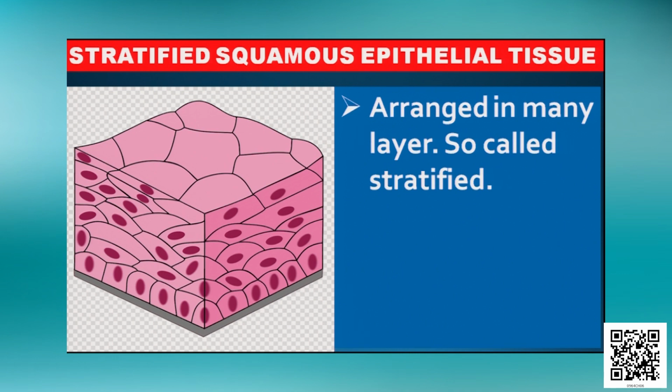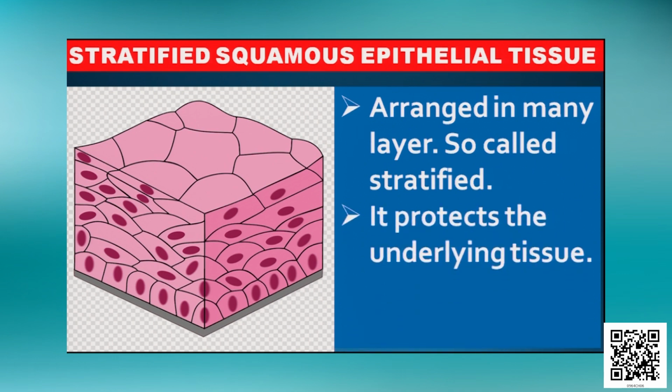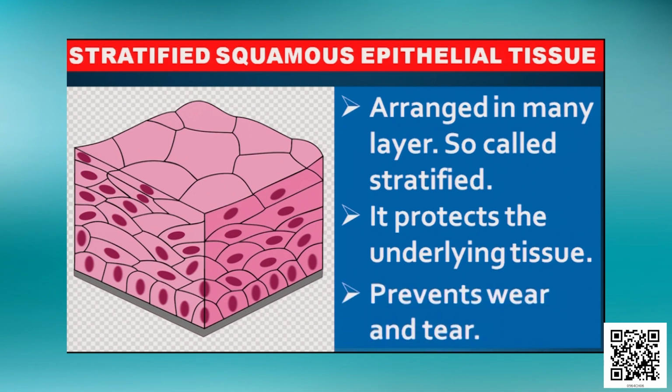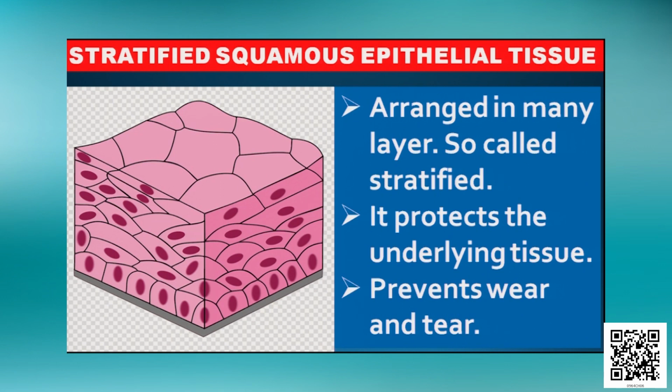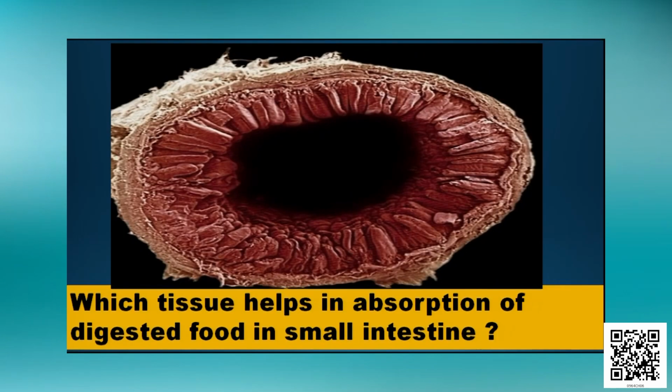Strata means layer. Okay. So as the skin is made up of stratified squamous epithelial tissue, it protects the underlying tissues which are present in our body. Not only that, it also prevents wear and tear. In our body, the skin is made up of stratified squamous epithelial tissue. Okay. Look at the picture here.